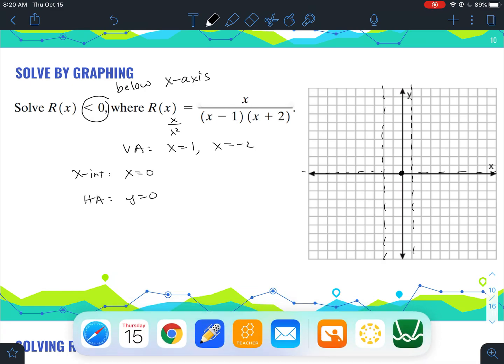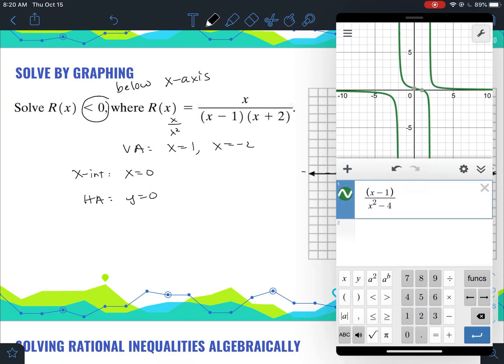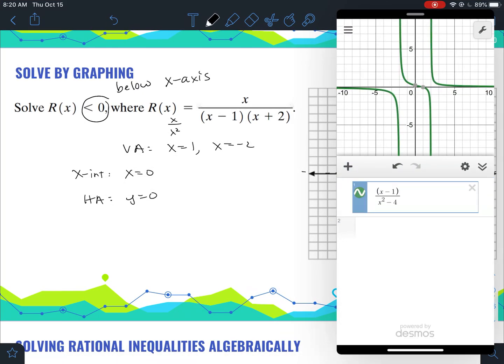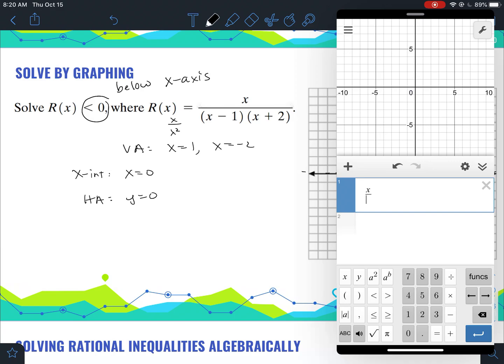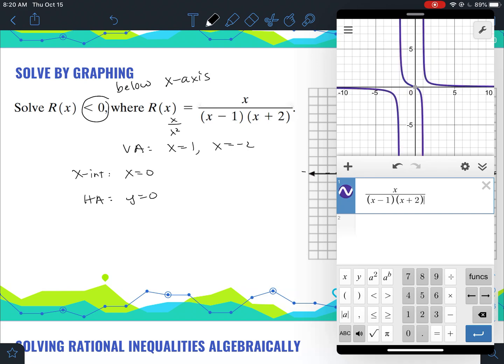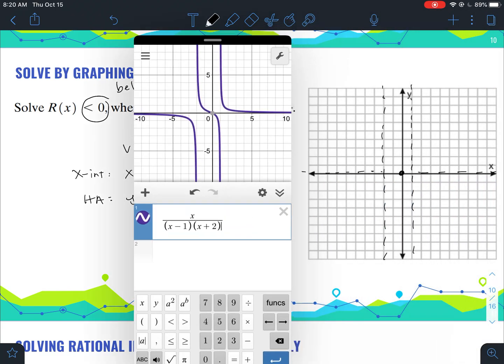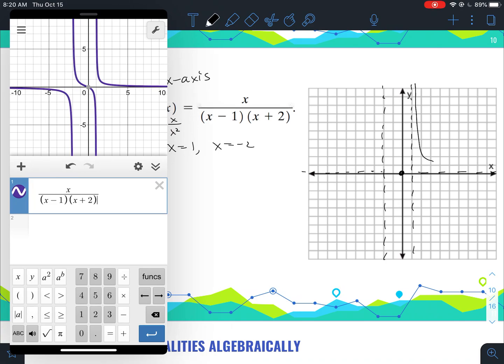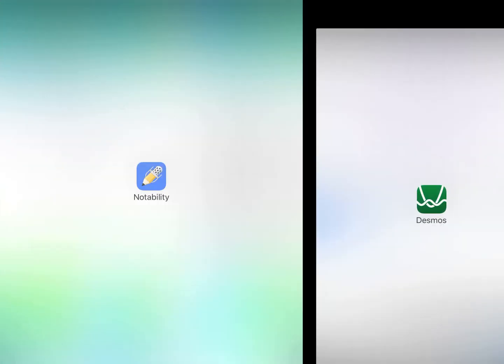And then from there, we're just going to use Desmos to graph this. So we have x divided by (x minus 1) times (x plus 2). And so it looks very similar to our last graph. So we've got these two pieces, and then it looks like a backwards cubic in here.